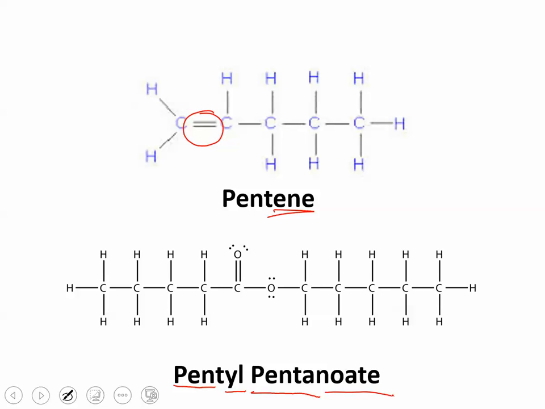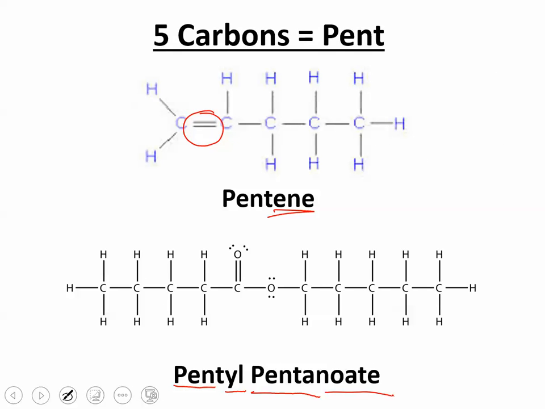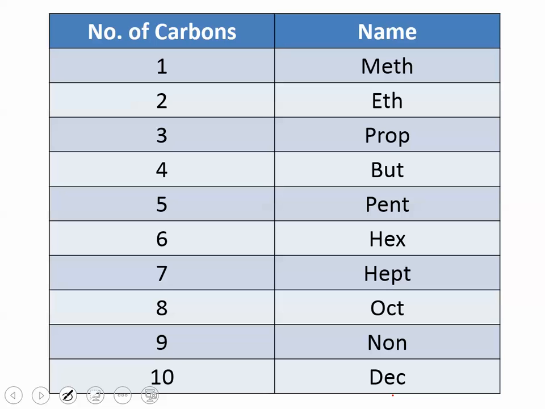Okay, so what I'm going to put up for you to look at next is the whole series of them. Alright, so I would expect that you can at least count to 10 in chemistry. So for your number of carbons, you've got meth, eth, prop, but, pent, hex, hept, oct, non, and dec.